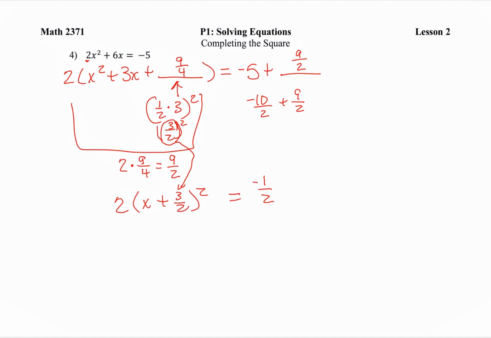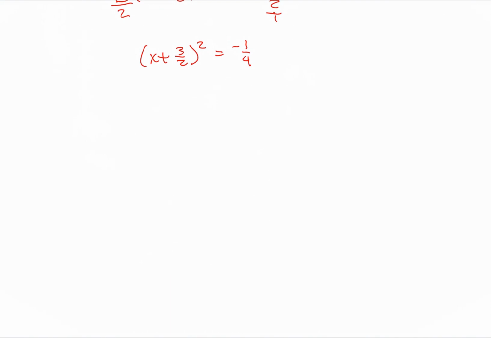All right? So then we divide both sides by 2. And this actually is 2/1. So this becomes (x plus 3/2) squared equals negative 1/4. All right, I'm going to scroll up just a little bit. So now using extracting roots, we get x plus 3/2 equals plus or minus the square root of negative 1/4.